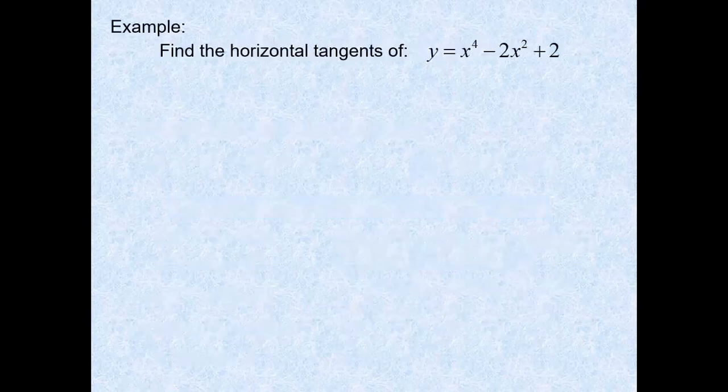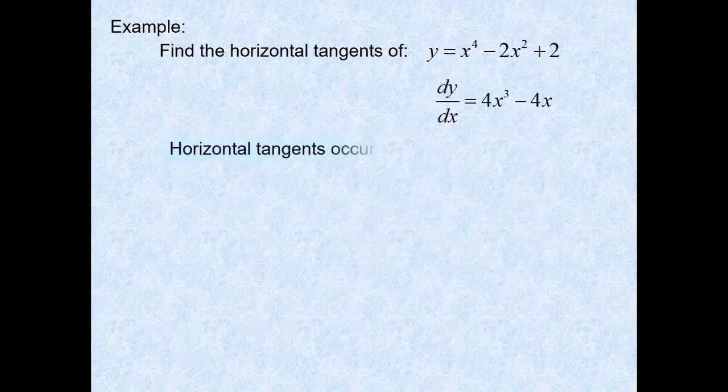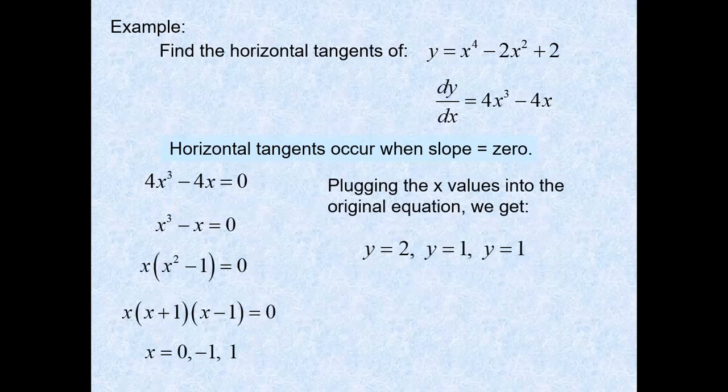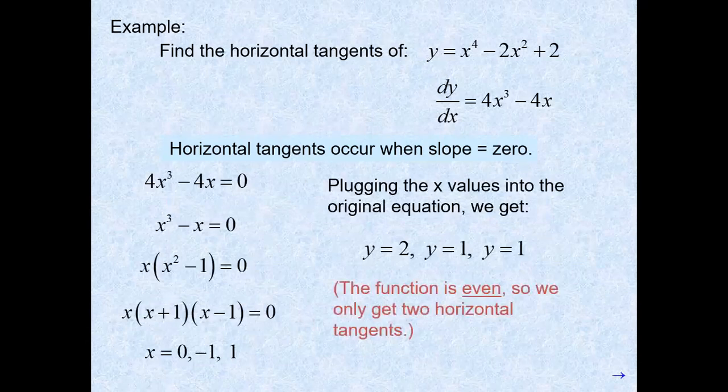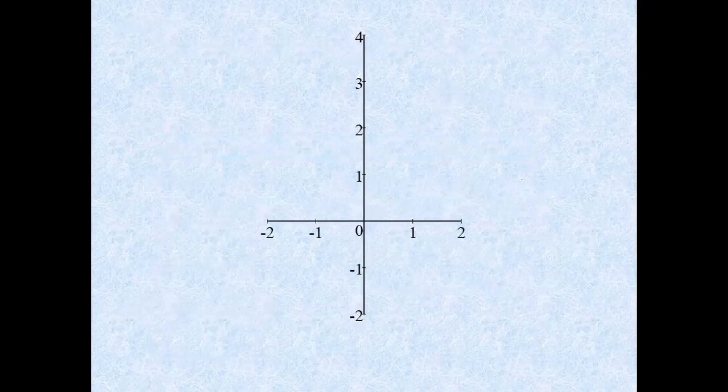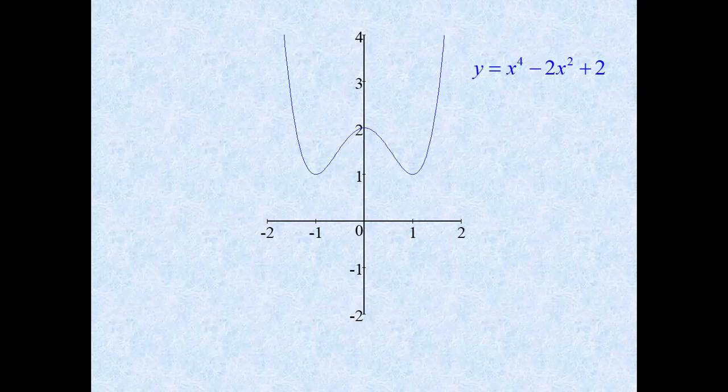So find the horizontal tangent of the original function y equals x to the power 4 minus 2x squared plus 2. We have a formula, and a horizontal tangent occurs when the derivative is 0. Plugging in the values, we get all these values here. And if we plot this, what do we have? We have a function y equals x to the power 4 minus 2x squared plus 2, and we have points where the tangent is horizontal, at y equals 2 and y equals 1.